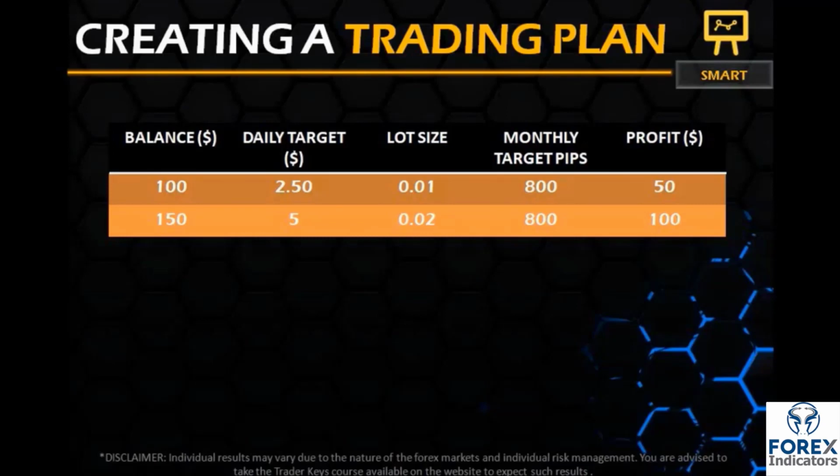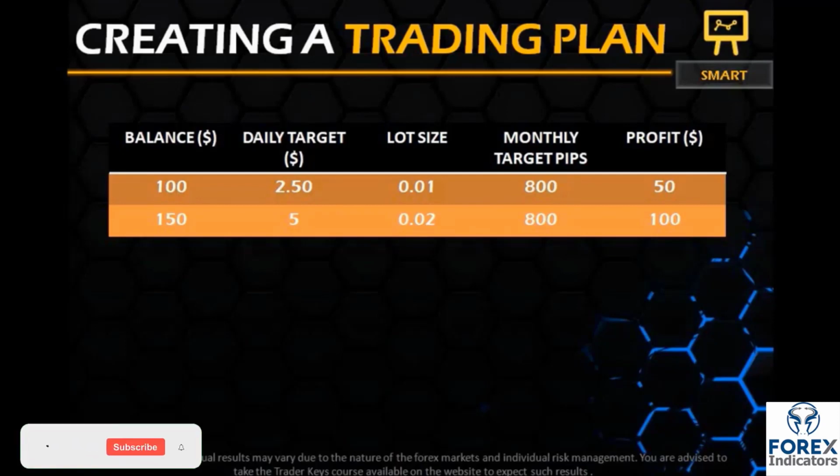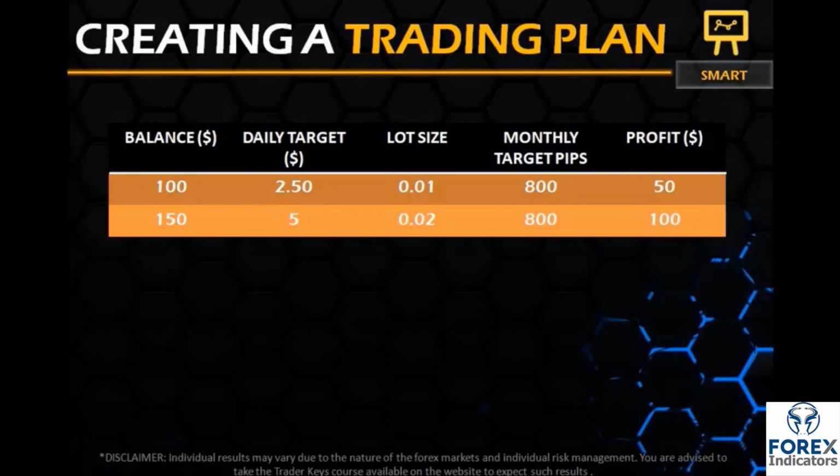So obviously we have a follow-up to what we expect after reaching our target of $50 profit, and we have that follow-up here. So we expect to now have a balance of 150. Now with the balance of 150, we move on. Now we're using a lot size of 0.02, let's say. With that lot size, we maintain our monthly target of pips because our strategy has not changed. And we know that we always get, let's say, a rough estimate of 800 pips, give or take.